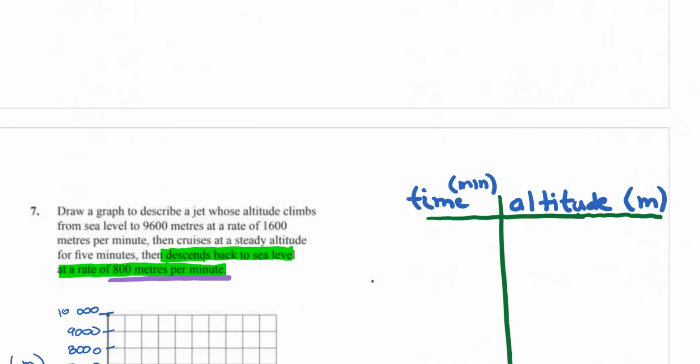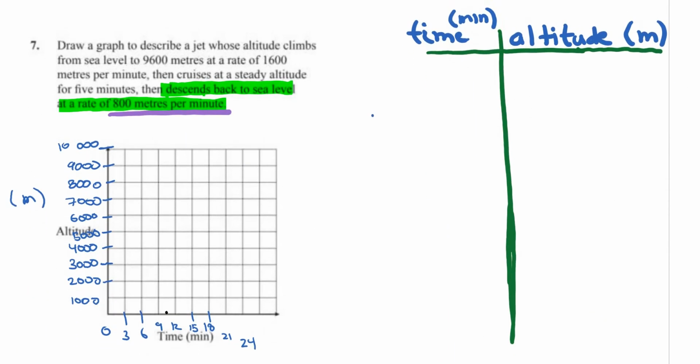Okay, let's move on to question number 7 here. For question number 7, I have gone ahead and labeled my graph here, and I also have a table of values on the right hand side. Let's read this problem and see if we can figure it out. I need to draw a graph to describe a jet whose altitude climbs from sea level to 9,600 meters at a rate of 1,600 meters per minute.